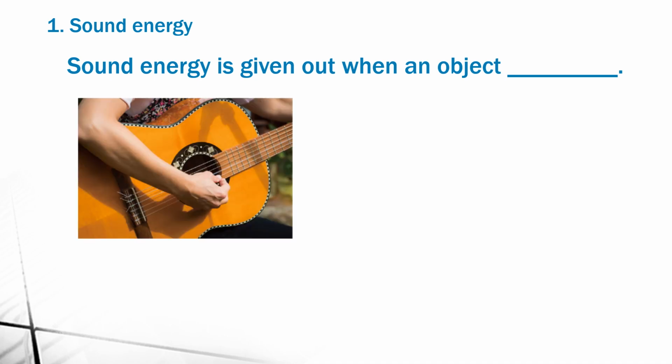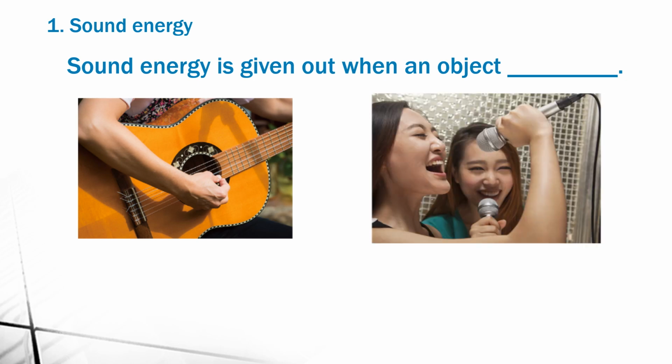Now, I'll give you some hints. A guitar and someone singing in the karaoke room. What is so common for them to produce sound? The guitar string vibrates. 吉他嘅弦線會震動.